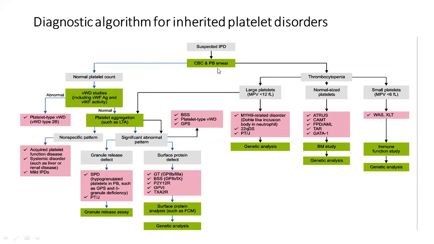You do a CBC and peripheral smear. If you find thrombocytopenia, get the size of the platelet, and based on that, you can identify the cause. Small platelets are commonly seen in Wiskott-Aldrich syndrome and X-linked thrombocytopenia, and large platelets are commonly seen in Bernard-Soulier syndrome and gray platelet syndrome. These are the common conditions where the platelets will be abnormal, and sometimes ITP can also have large platelets. And if you have a platelet aggregation assay, then you can easily identify the different types of platelet disorders. I'm not going to go deep into it.